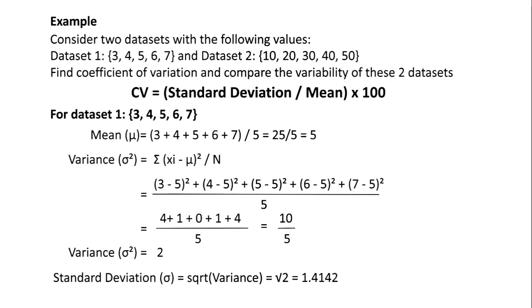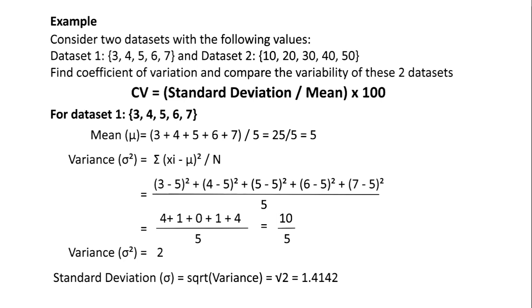Data set 1. 3, 4, 5, 6, 7, and data set 2. 10, 20, 30, 40, 50. Find coefficient of variation and compare the variability of these two data sets. CV equals standard deviation by mean into 100. For data set 1. 3, 4, 5, 6, 7. Mean, mu, equals 3 plus 4 plus 5 plus 6 plus 7, by 5 equals 25 by 5 equals 5.